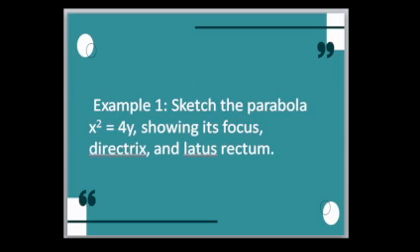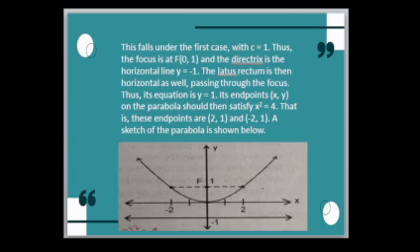Example 1. Sketch the parabola x² = 4y, showing its focus, directrix, and latus rectum. x² = 4y. Is it in case 1 or an equation that belongs to case number 2? So you have to analyze what we discussed about the theorem a while ago, the equation of a vertical or horizontal parabola with vertex at the origin. This falls under the first case.